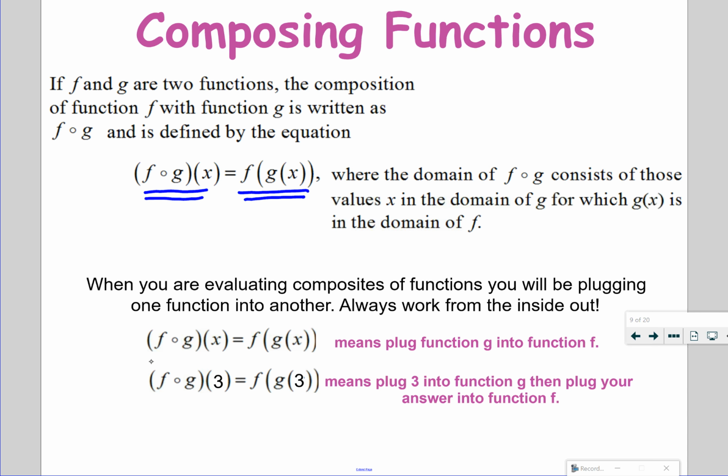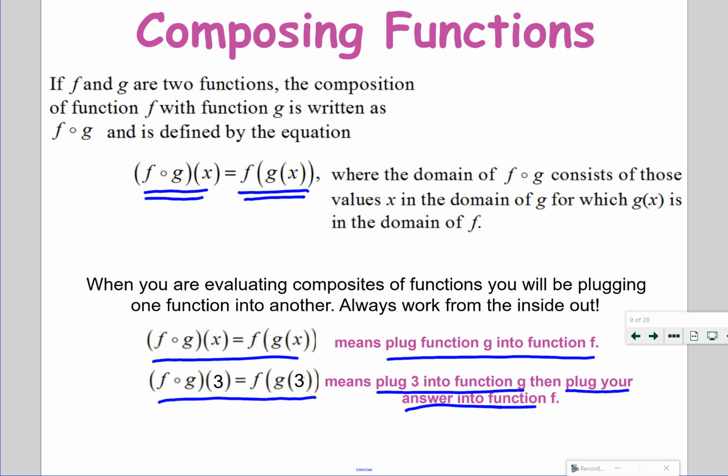If I see this notation, it means we are plugging function g into function f, and we'll see what that looks like, but it's going to look like a substitution problem, kind of like what we did with systems of equations. If I see a number there instead of an x, it means we're going to work from the inside out. It means we're going to plug 3 into the function that's closest to it, g, and then plug the answer we get into function f. So you, again, are evaluating 2 things, but you're kind of working inside one function, taking that answer and pushing it into another function. So make sure you have both of these notations at least written down in your notes.